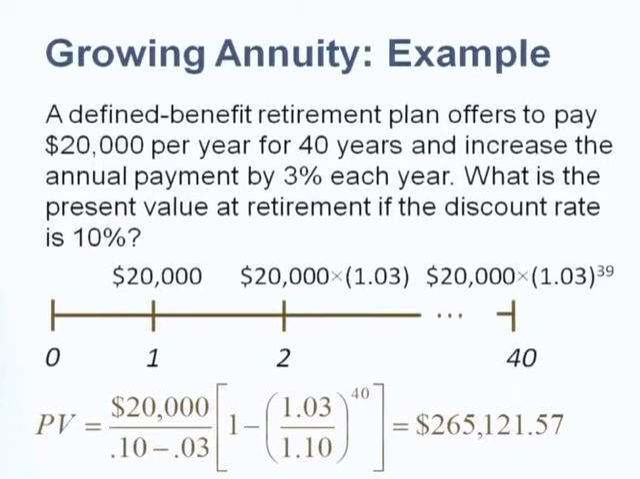Put C divided by R, 10%, minus G. Don't forget to make decimals. Multiply by 1 minus 1 plus G divided by 1 plus R to the power of T. T is 40, so you get the answer.